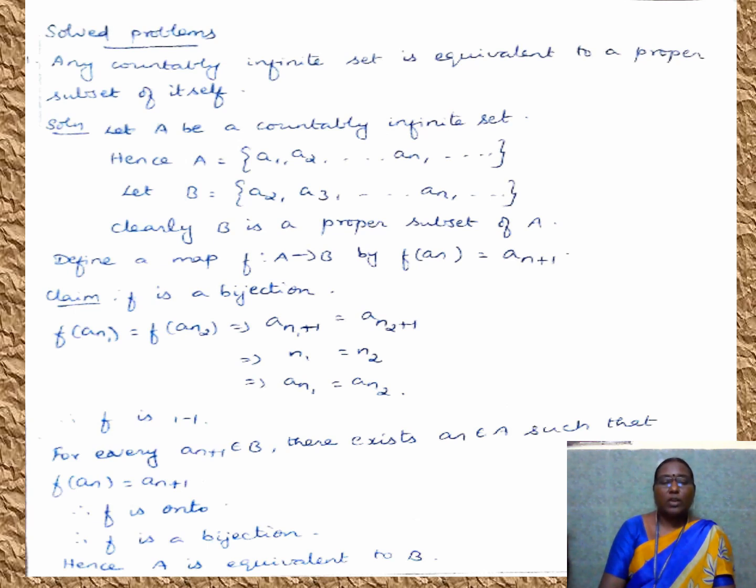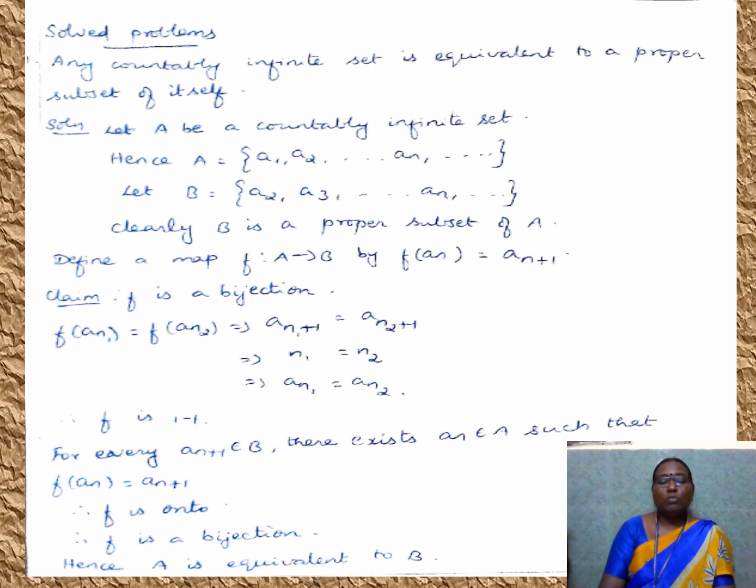First of all, I am going to prove this f is 1-1. So if the images are same, then the elements are same. I am taking f of an1 equal to f of an2. What will happen? an1 plus 1 equal to an2 plus 1, which implies n1 equal to n2, which implies an1 equal to an2. So I am having f is 1-1.